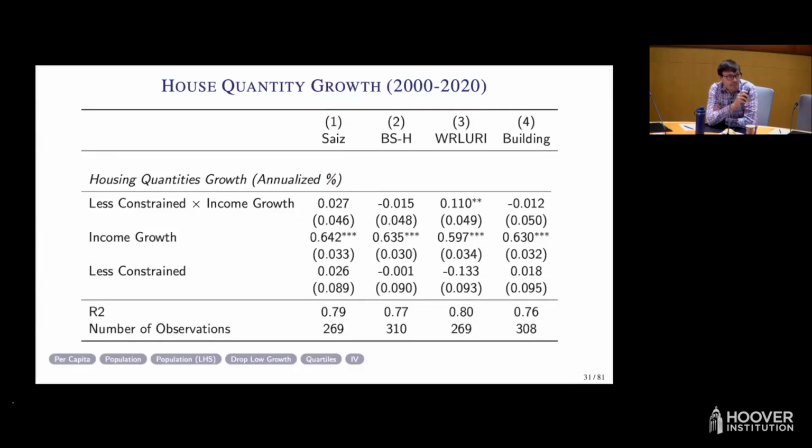You might worry that the measure of quantity here is median income growth or average? This is total income growth in the city, right? So if there's income growth at the top, that's something we capture. Right? Yeah.